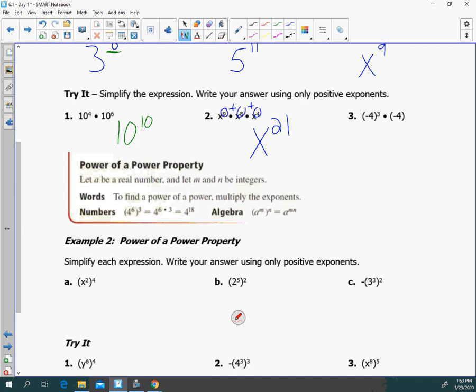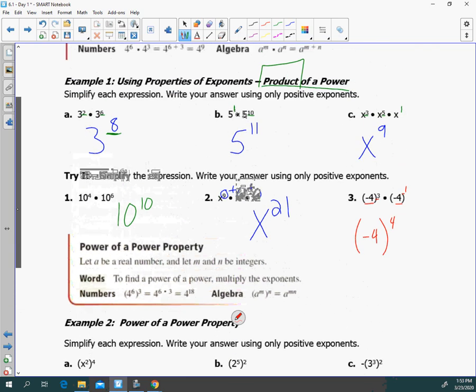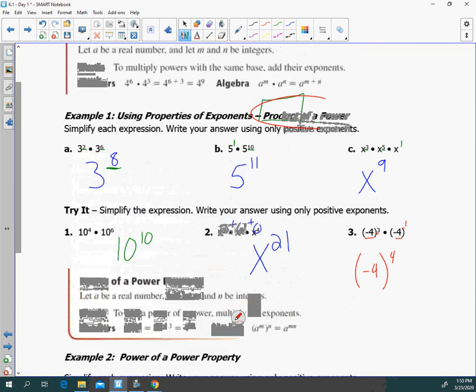And our last one, let's see who wants to answer. Kaden, you got this one. Even though I have negatives, I still have just a negative 4, and I have 1, 2, 3, 4 of them. So that would be my final answer on that one. Okay? Pretty quick and easy. That is the first of the three things that we're looking at today. That one is called, as a reminder, product of a power.